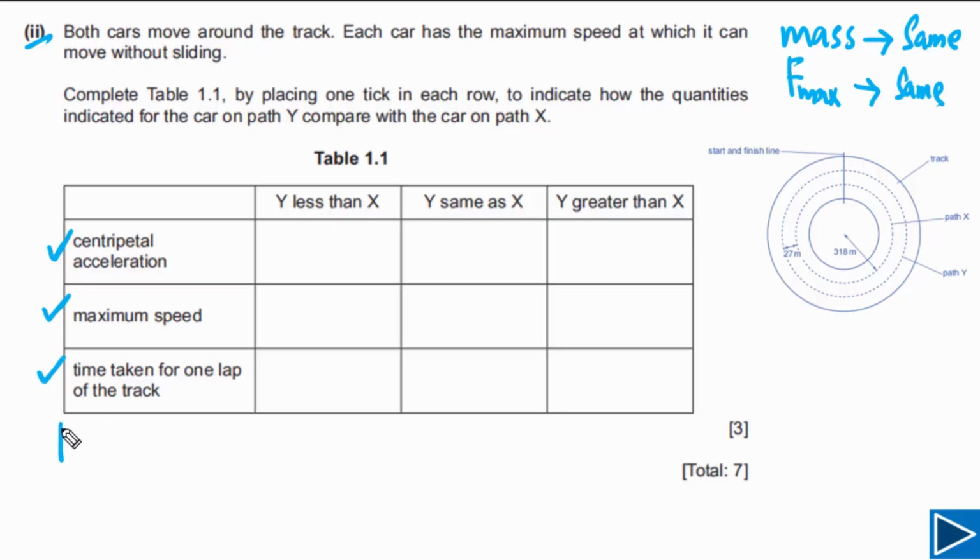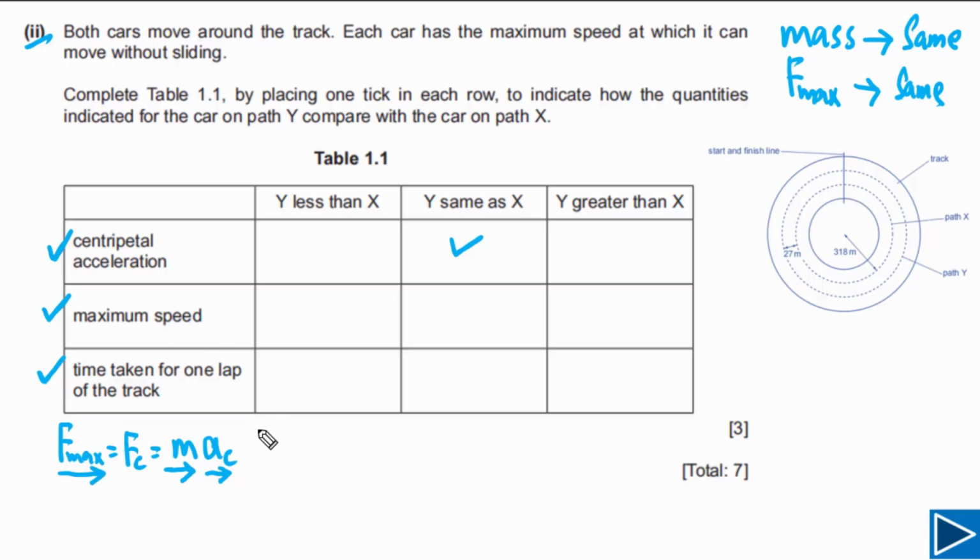First of all, we can say in this case F max is equal to the centripetal force, meaning the centripetal force is provided by the sideways frictional force, and this is equal to m a c. In this case, F max is the same for X and Y, and the mass of these two cars is also the same, so it means a c is also the same for X and for Y. So we can tick here: same for X, same for Y.